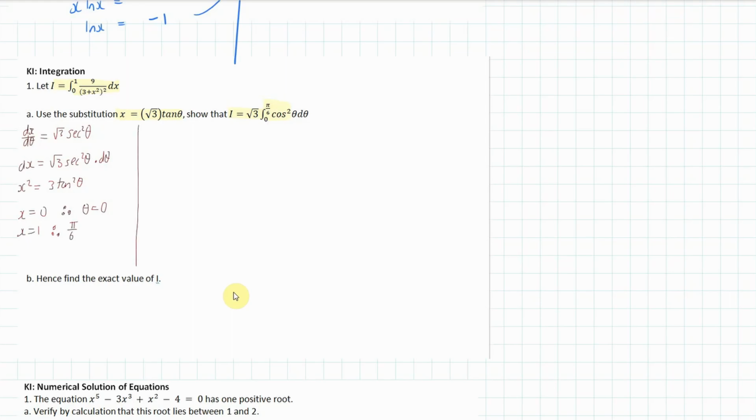Now at this point, what have we got? So we've got this. We got 0 here. We got pi over 6. And we got 9 over 3 plus 3 tan squared theta. So I've just replaced, you can see here, this bit here.